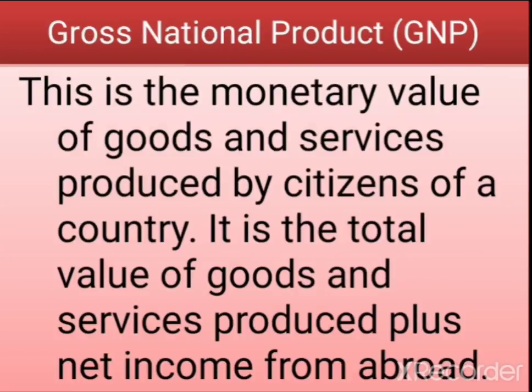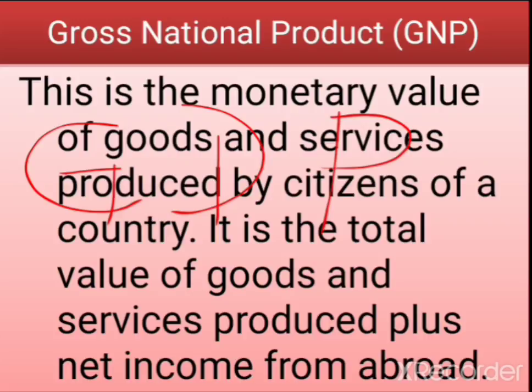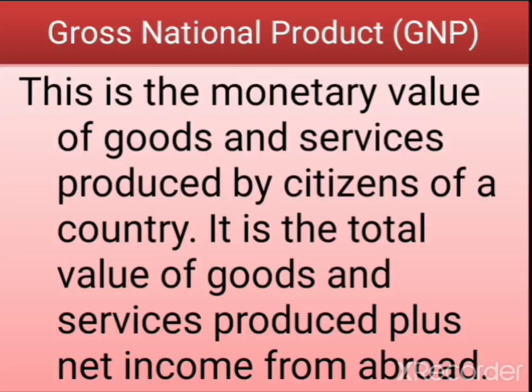They also have the word gross national product. The first one was gross domestic product, but this one is not domestic, look at it: national product. Now I want to talk about gross national product. What does it simply mean? Gross national product is the monetary value of goods and services produced by citizens of a country. Look at that first one: gross domestic product talks about residents of a country. But gross national product talks about citizens of a country.